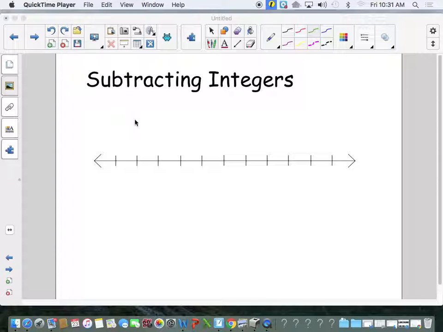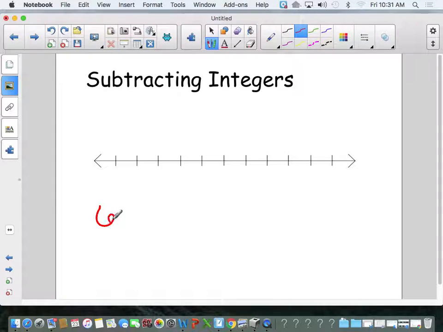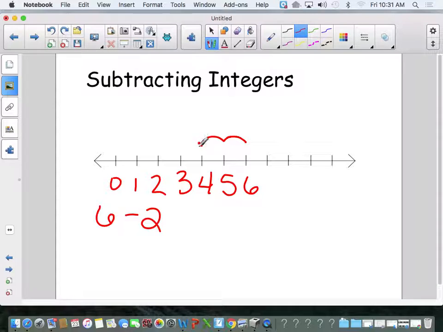Alright, so subtracting integers. If you remember, on a number line, if you're simply subtracting, we'll start very easy, like back in first grade when we took 6 and subtracted 2. Well, on a number line, that's nice and pretty, right? We used to do this. We started at 6 and subtracted 2, and we ended up with 4.